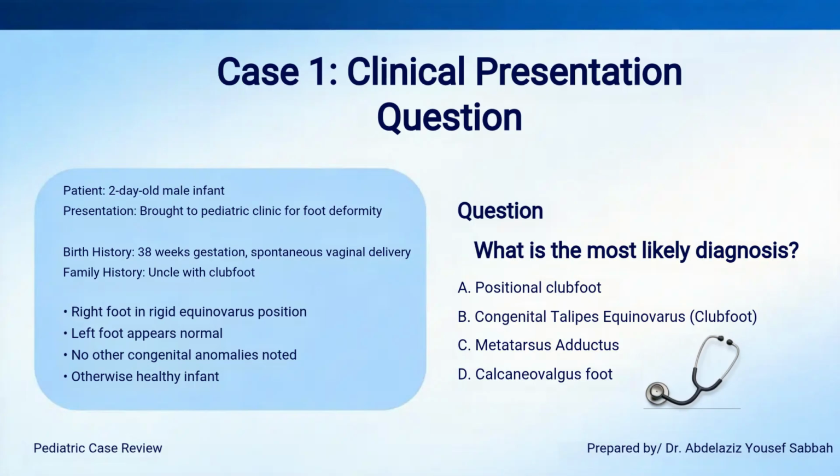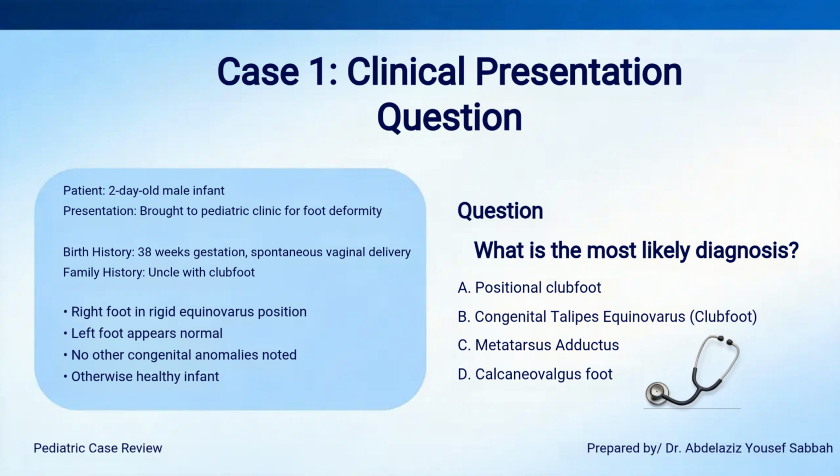Let us begin. Case 1. A 2-day-old male infant is brought to the pediatric clinic for a foot deformity. He was born at 38 weeks gestation via spontaneous vaginal delivery. Family history is significant for clubfoot in a paternal uncle. The right foot is found to be in a rigid Equinovarus position, while the left foot appears normal. No other congenital anomalies are noted, and the infant is otherwise healthy. What is the most likely diagnosis?